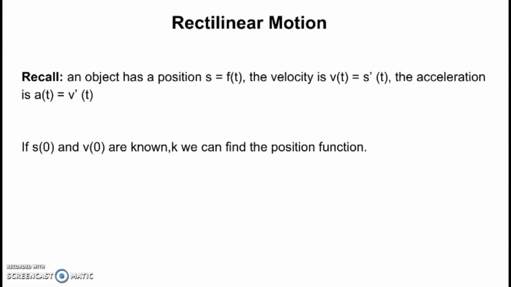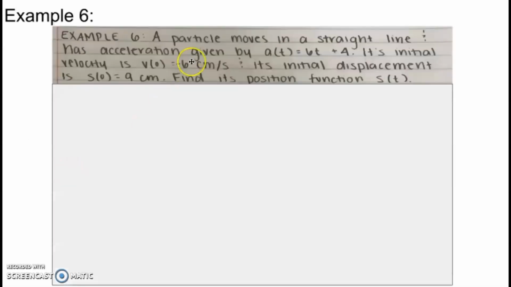If the acceleration and the initial values s of 0 and v of 0 are known, then the position function can be found by antidifferentiation twice. Sorry for my pronunciation. So moving on to an example of this, I'll give you guys a second to write this down while I say it. Example 6: a particle moves in a straight line and has acceleration given by a of t equals 6t plus 4. Its initial velocity is v of 0 equals negative 6 centimeters per second, and its initial displacement is s of 0 equals 9 centimeters. Find its position function s of t.